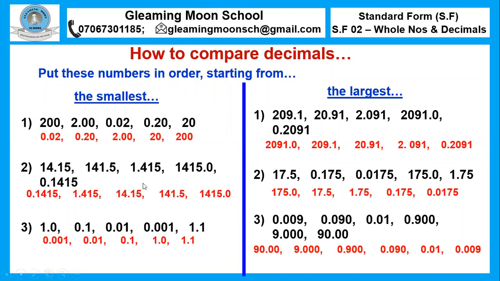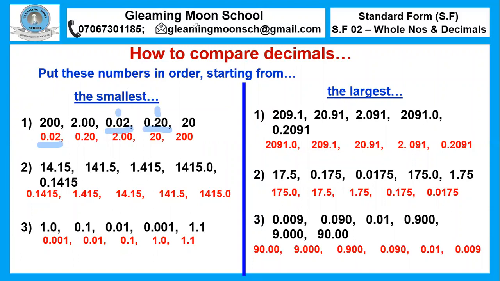So if we have 0.02 here, and then we have 0.20, you can see that the 10th is this one. 2 is the 10th, whereas the 10th for this one is 0. So that means this one is bigger than this one. So in order to do our selection, you will find that this one is number 1, the very smallest. So that's why we have it there as the smallest.